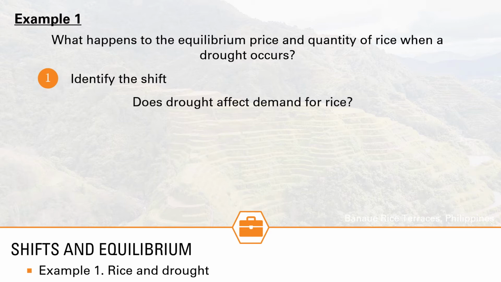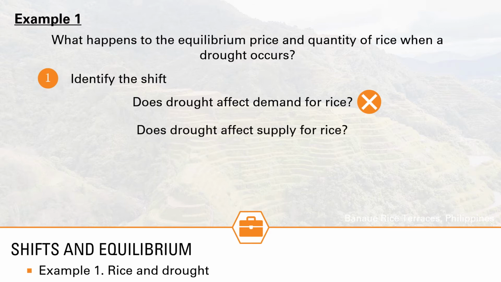So does drought affect the demand for rice? I can't see how drought will affect people's demand for rice. I mean, maybe water, but not rice, right? So we can say that demand is not affected by drought. So we can say that the demand curve doesn't shift, right?